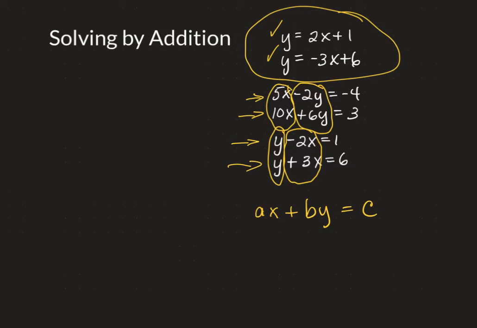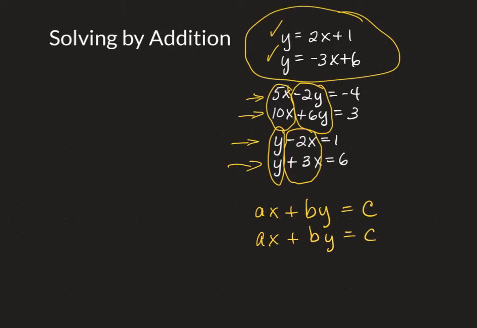Some coefficient times x plus perhaps the same, perhaps different coefficient times y equals some constant. Could be 0, could be negative, could be positive, could be pi, some constant. But we're going to have two equations, right? And it's not going to be very interesting if they're exactly the same equation.